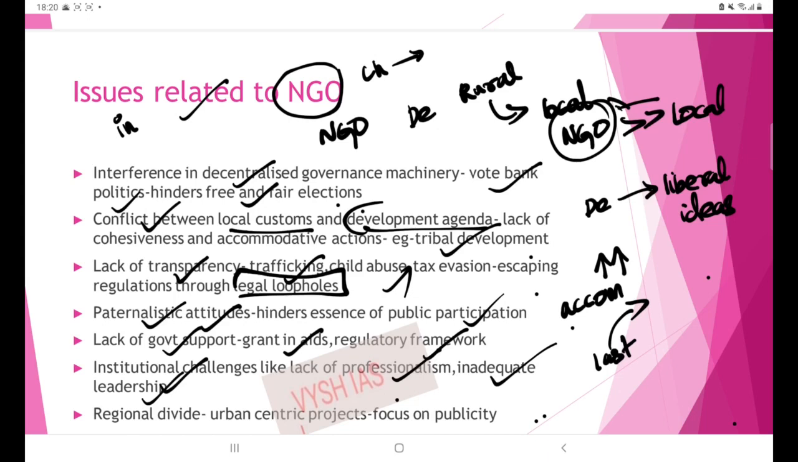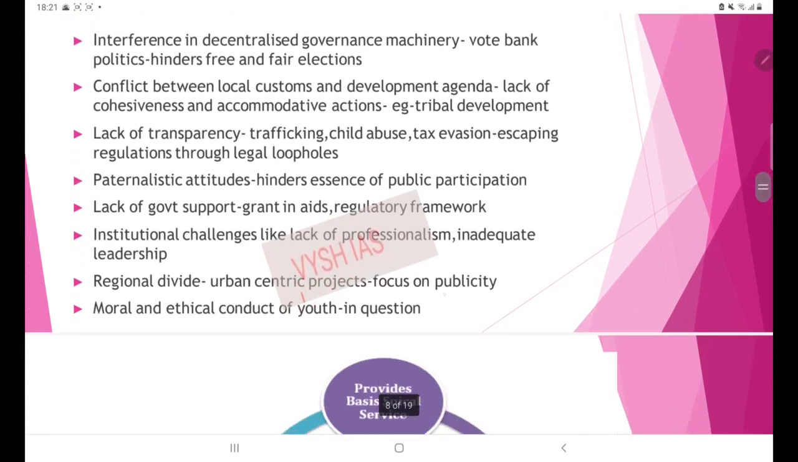Then there is the regional divide. Over a period of time, we have seen more NGOs concentrating on urban-centric projects, and they are moving on to focusing upon publicity. So they are actually deviating from the main purpose, social welfare. They are relying upon publicity kind of things. So that is one problem.